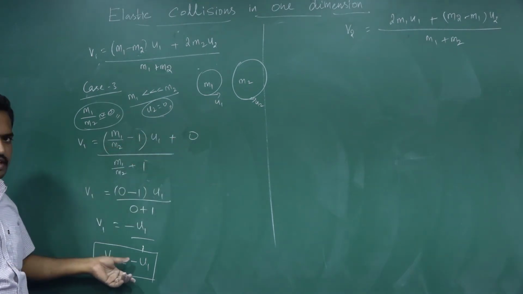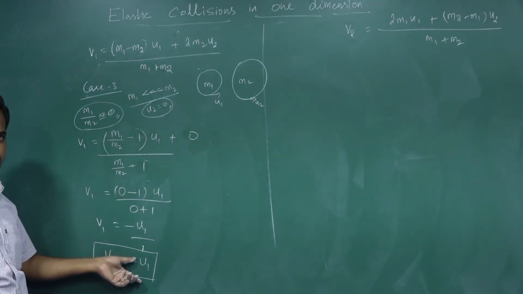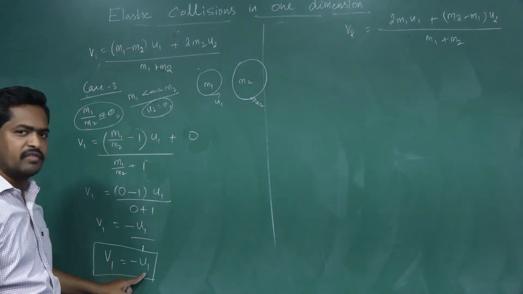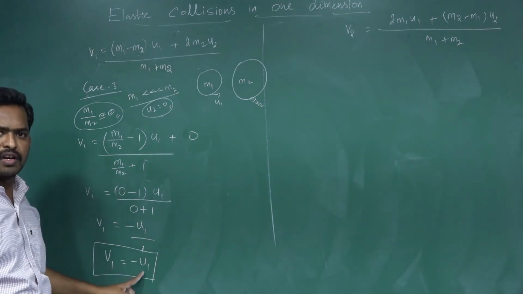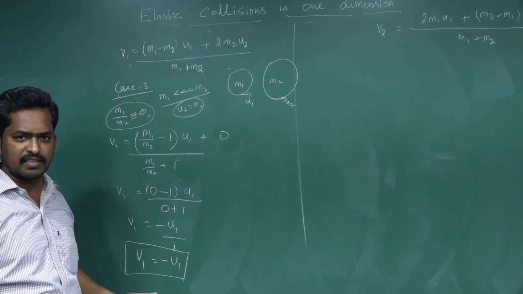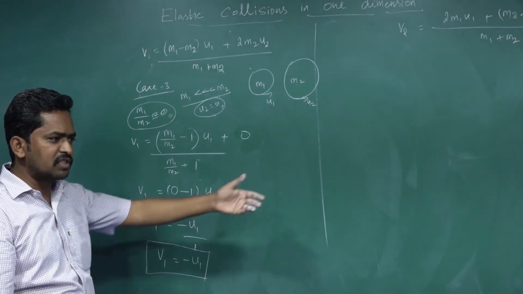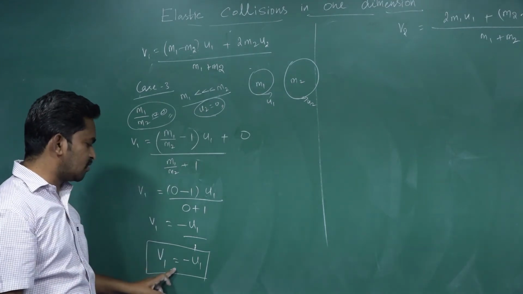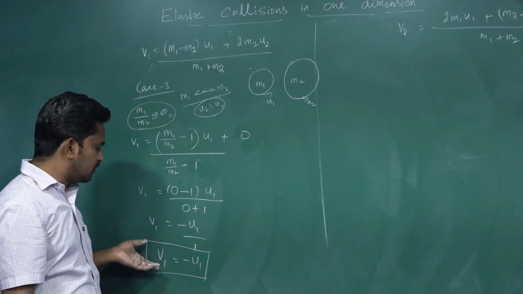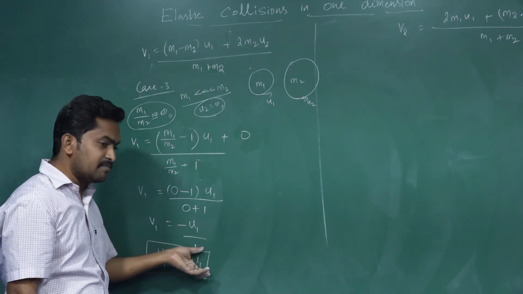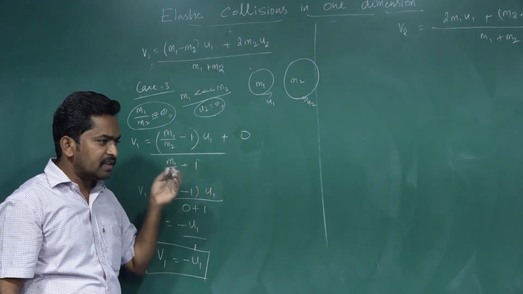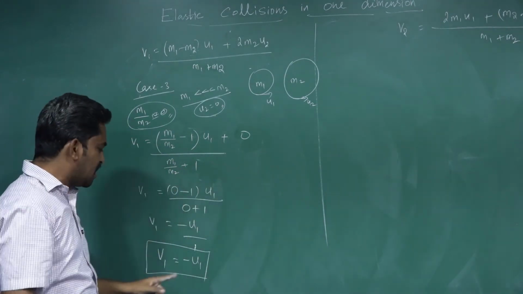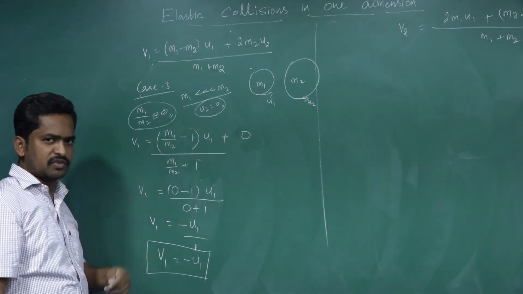After collision, V1 is equal to minus U1, which means it rebounds with the same speed. This is a very, very important point. The magnitude of V1 is equal to U1, but the negative sign indicates the opposite direction. So the object rebounds with the same speed, and the momentum is conserved. It collides and reverses direction, with the velocity the same in magnitude but opposite in direction. The negative indicates the opposite direction.